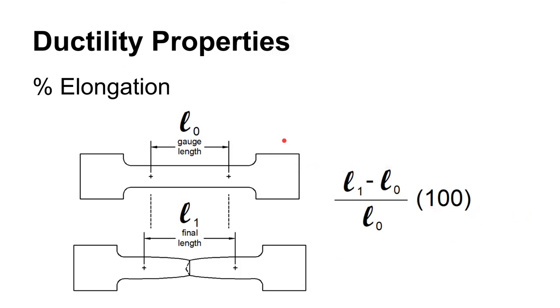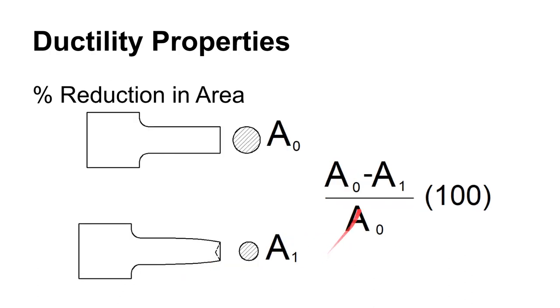Okay, another measure, and I've already mentioned it, but an indicator of a ductile material is the fact that you can see this thing neck down and you get this nice cup and cone fracture. All right, the other way to characterize a material's ductility is to talk about the reduction in area.